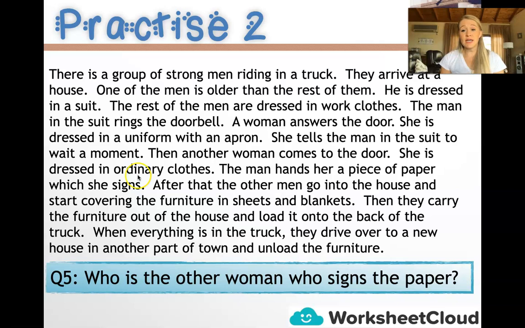Also, if she's signing, it shows that she has some sort of importance. So who is the other woman who signs the paper? I'm going to conclude and infer that that woman is one of the owners of the house. She lives at the house. She's a resident of the house. Because she's signing the paper, it shows that she is an authoritative figure of some kind in the house, and she's in ordinary clothes, so she definitely does live there.